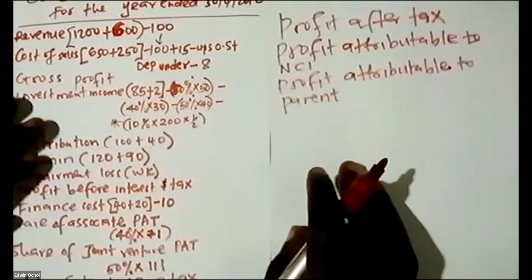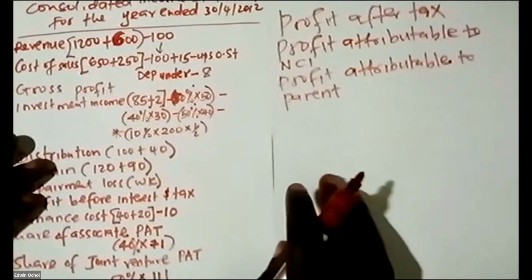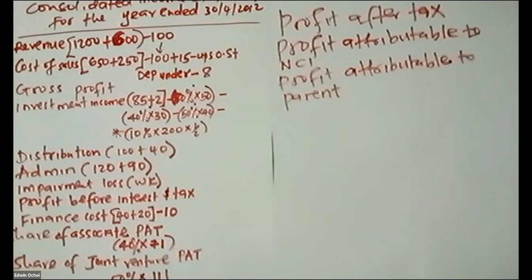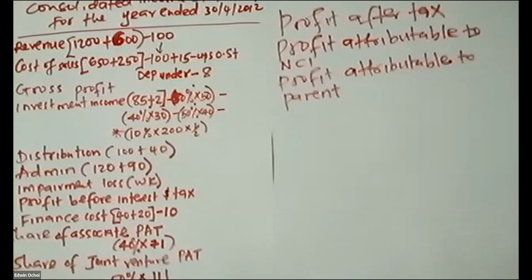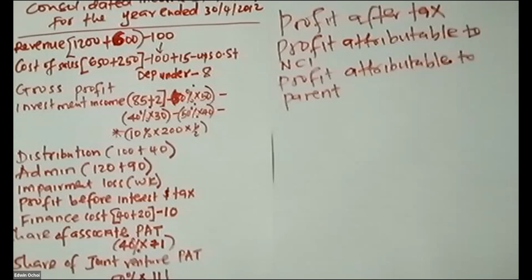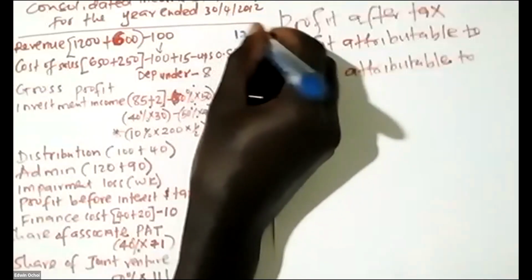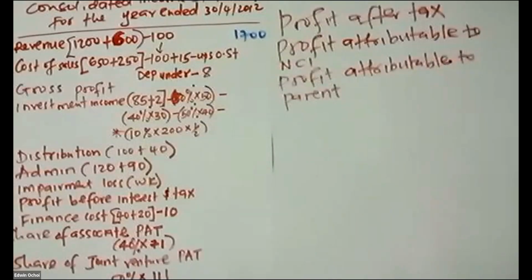Just feed the information from the start. Revenue. I think Elizabeth, we are together. Yeah, we are. All right, so the revenue, 1700. Cost of sales.